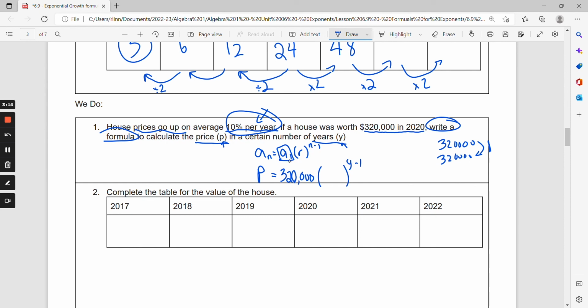So in order to figure out what it went up to, I'm going to take my 1, and I'm going to add to it the increase, because it increased. If it decreased, I would use a minus. So I'm going to say add 10%. And in order to add 1 to 10%, I'm going to need to convert my percent to a decimal. So 1 plus 0.1 is 1.1, which means that my rate of change is 1.1. So my formula is 320,000 times 1.1 raised to the y minus 1 power.